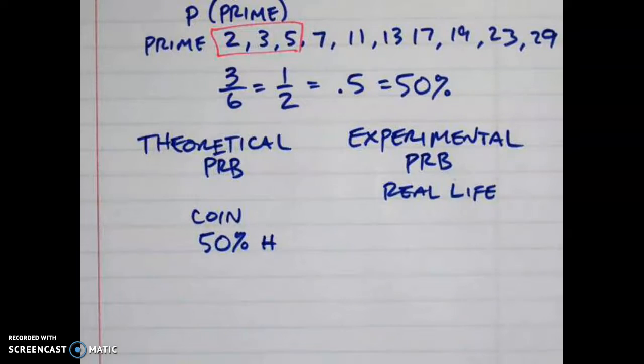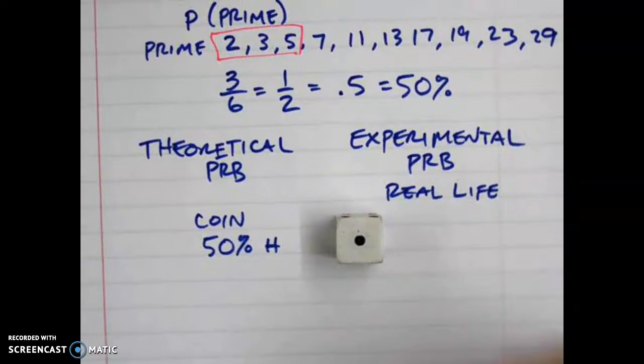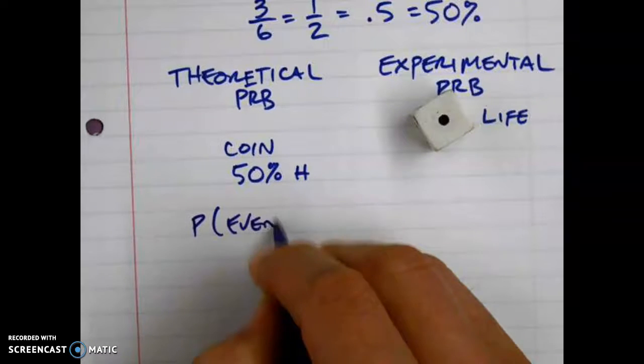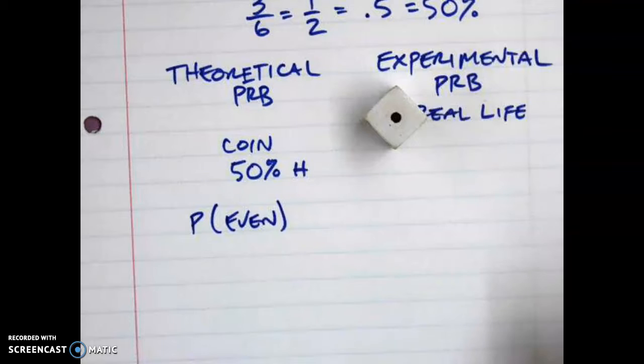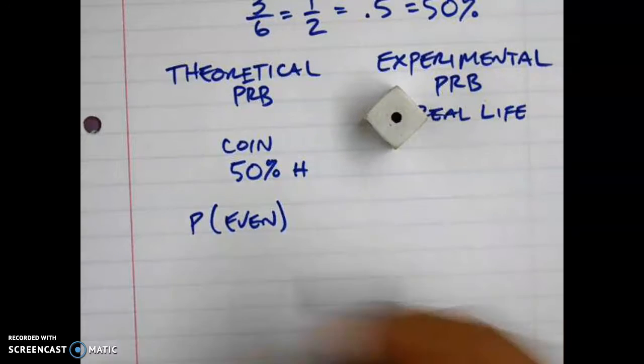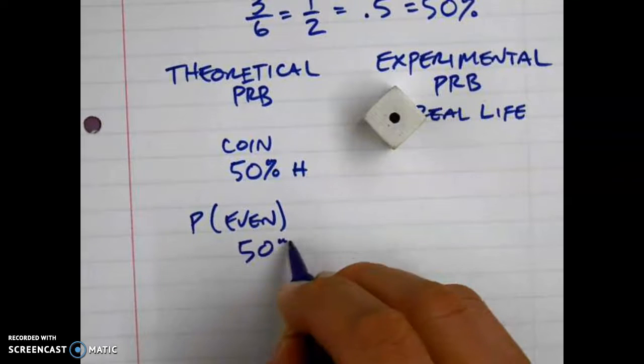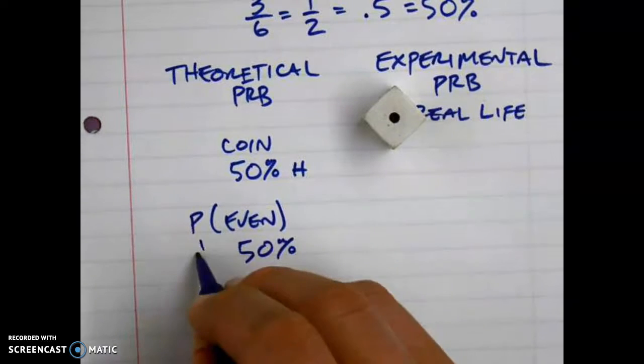Now, if I have a die, and I said, what's the probability of rolling an even number? Probability of even. What's my chances of rolling an even? It's going to be 3 out of 6 or 1/2. 50-50, right? 50% chance odd, 50% chance even. So theoretically, rolling an even is going to be 50%, or 1/2.